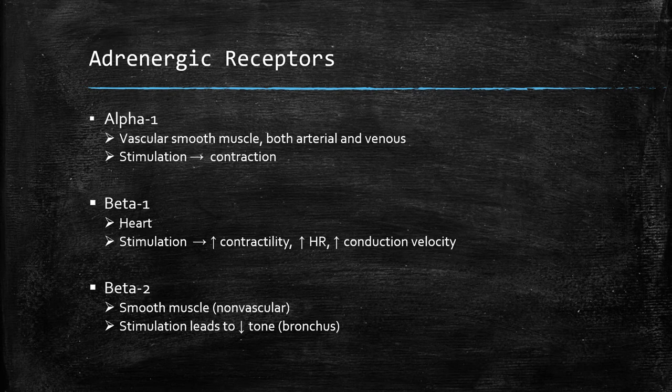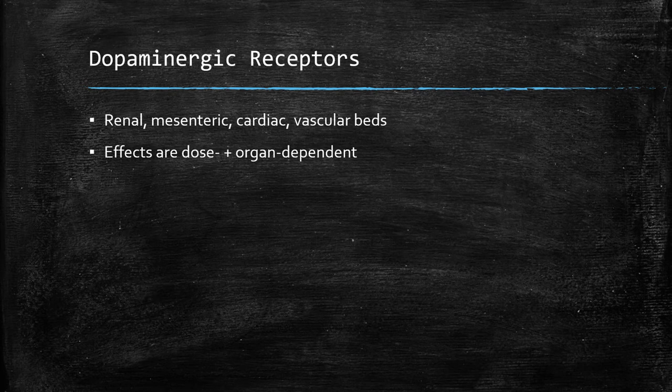The beta-2 receptors are located on non-vascular smooth muscle. For our purposes, the most important tissue will be the bronchial tissue, and stimulation of beta-2 receptors leads to decreased bronchial tone. This is very important in patients who have bronchospasm or severe asthma. Dopamine receptor activation can cause multiple effects on cardiovascular function. Dopamine receptors are found on many different tissues, and their effects are both dose and organ dependent.